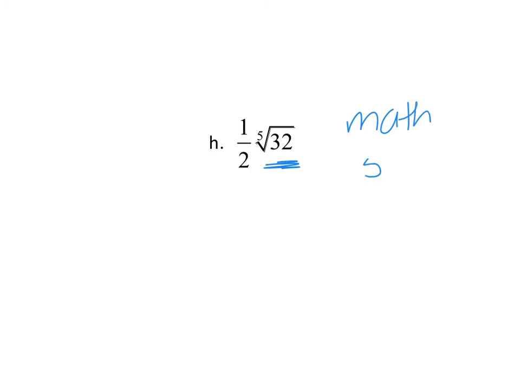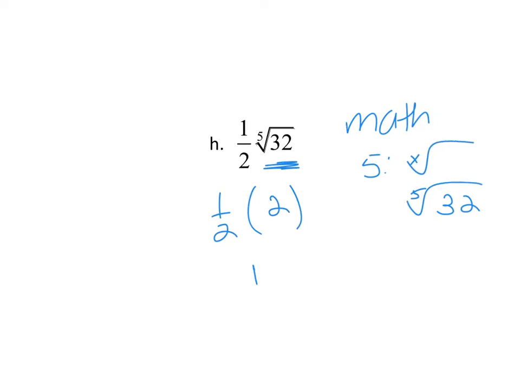All right. Take the 5th root of 32. Again, to get the 5th root, you're going to go to math. You're going to choose choice 5, and you're going to pick the one with the little x in it, and you're going to change that x to a 5 in your calculator, and that gets you 2. And you're going to multiply that by 1/2, and 1/2 times 2 is 1.